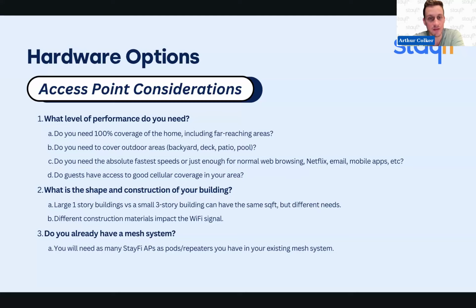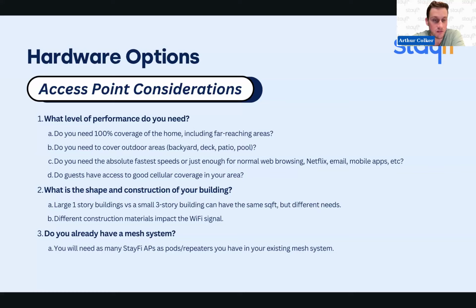Do you need the absolute fastest speeds or just enough for normal web browsing? So maybe you're getting coverage in the whole home, but it's a little slower in the further out areas from the access point. But most of the time, that's still going to be good enough for guests because you actually don't need that much bandwidth for Netflix, email, mobile apps. So we see this a lot where people say, hey, I'm getting 200 megs here, but I'm only getting 50 megs in these bedrooms. 50 megabytes per second in these other areas of the home is going to be more than fast enough to do just about anything a guest would want to do on the internet. So I wouldn't really necessarily need to worry about that.